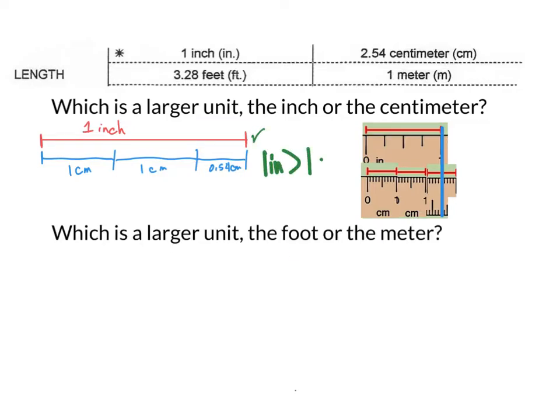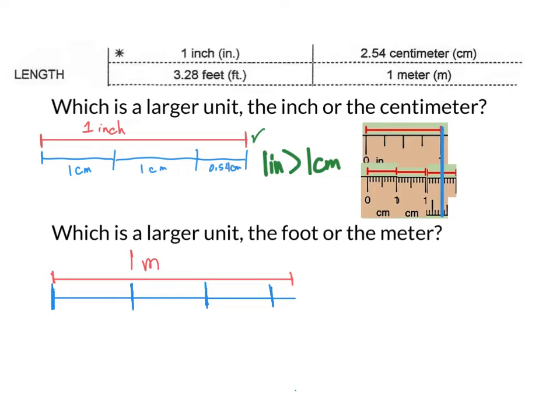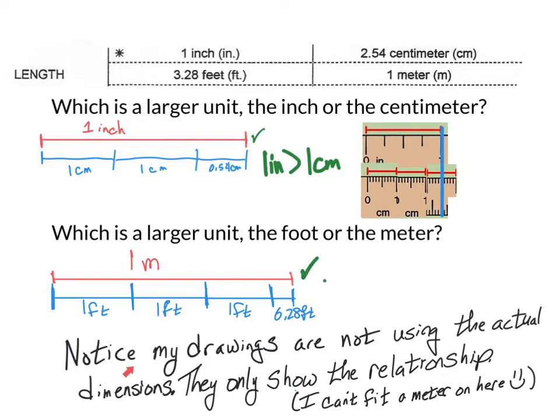What about the meter and the foot? Let's draw first the 1 meter. We're going to put 1 meter down because we can easily draw that. And then inside of that, we're going to put approximately 3 feet. So 1, 2, 3, plus a little bit more, about a quarter of a foot. And that tells us that the meter is a larger unit than the foot. The meter's almost 3 times larger than a foot.